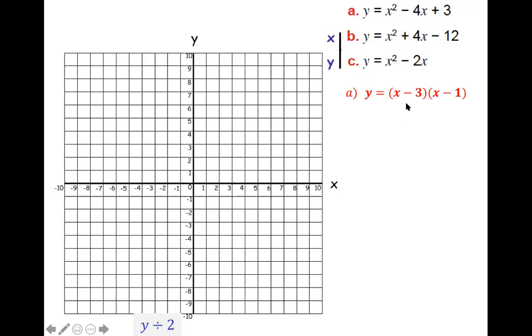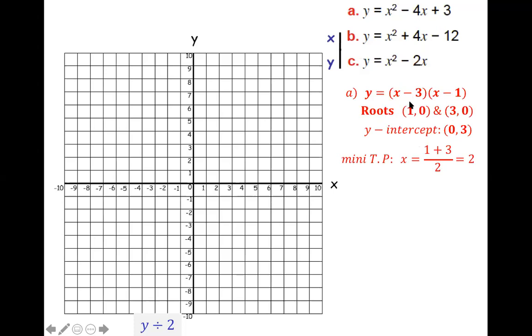So now that means my roots are where this equation equals 0, and it's 0 when x minus 3 equals 0, or x minus 1 equals 0. And that happens when x equals 3 and when x equals 1. So the roots are (1, 0) and (3, 0). The y-intercept, just like we did earlier on, is when x equals 0. So it's (0, 3).